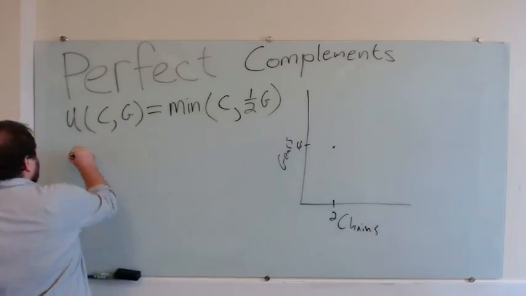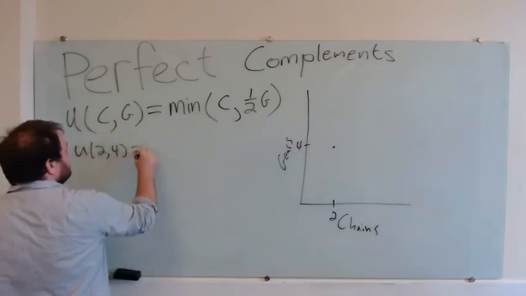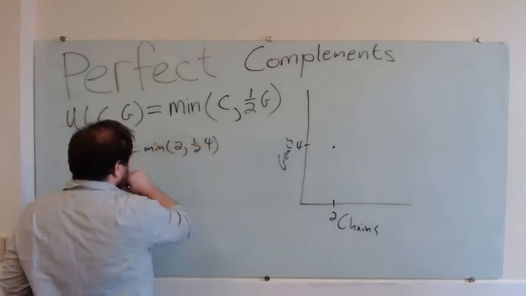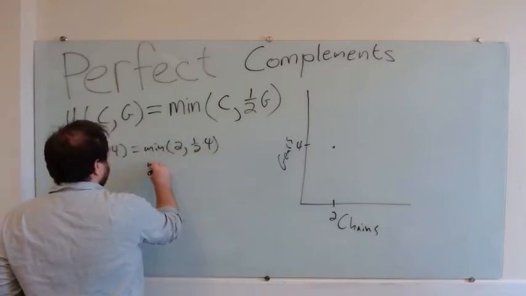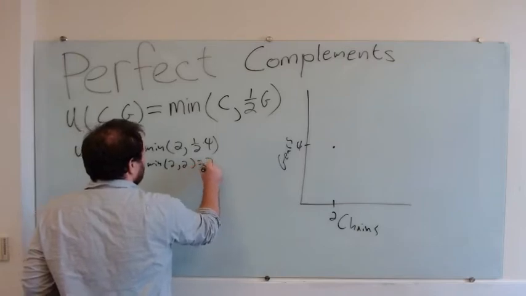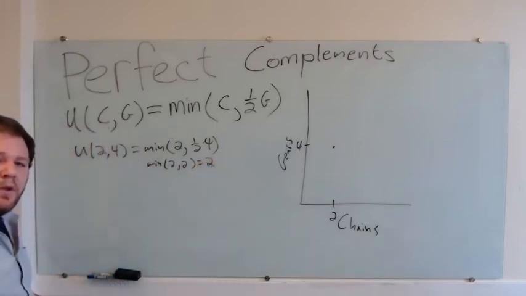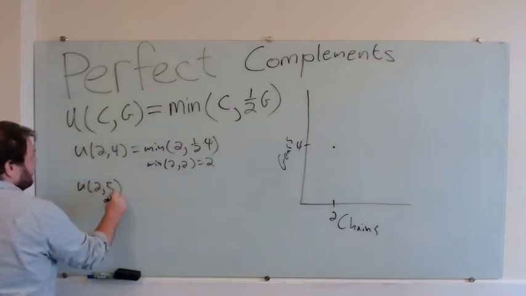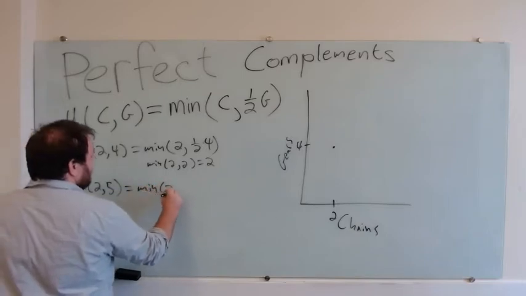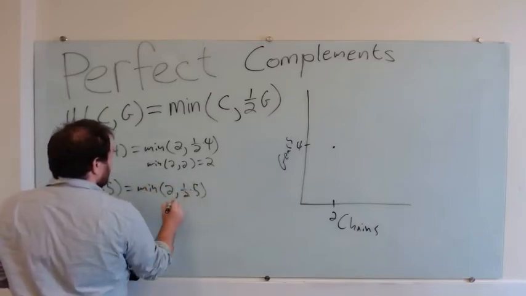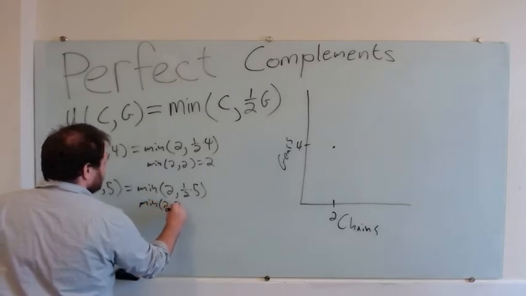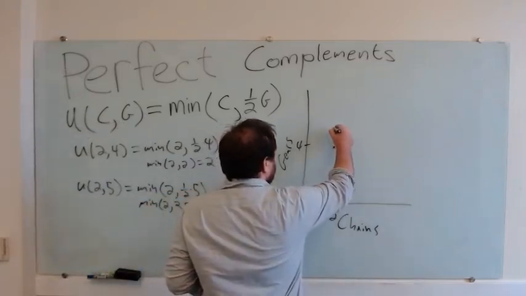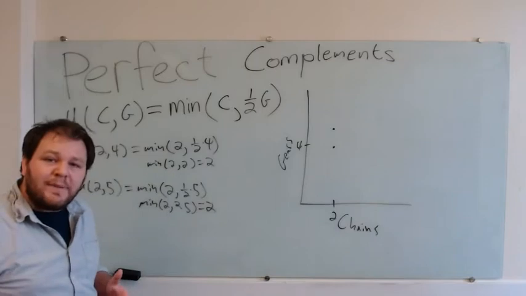So what's our utility of 2 and 4? Well, it's going to be the minimum of 2 and 1/2 times 4, which is of course going to be the minimum of 2 and 2, which is 2. So how about if I added a gear? Let's say, what's the utility I get from 2 and 5? Well, it's going to be the minimum of 2 and 1/2 times 5, the minimum of 2 and 2.5, which is just going to be 2. So if I add gears without adding any chains, I don't increase my utility at all.